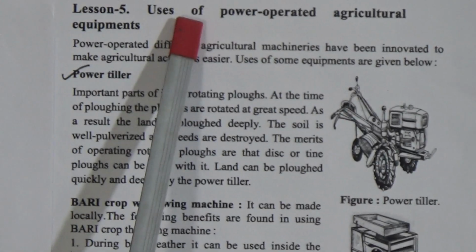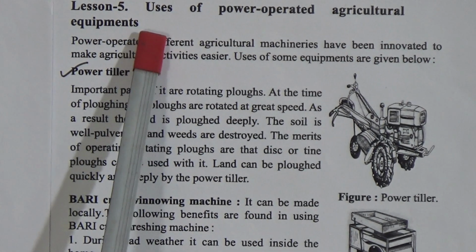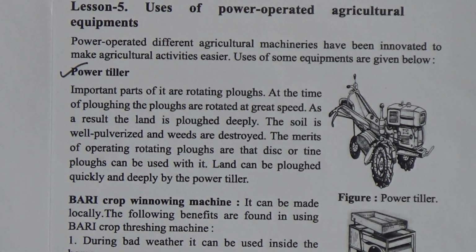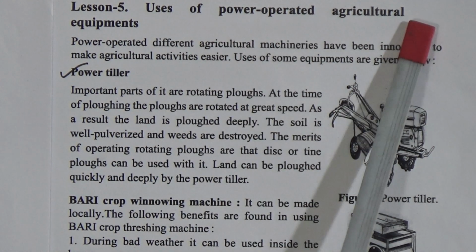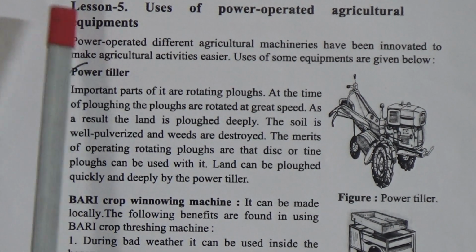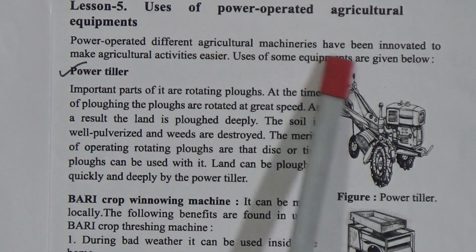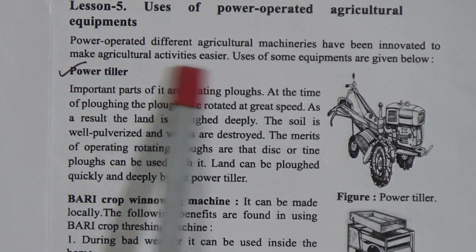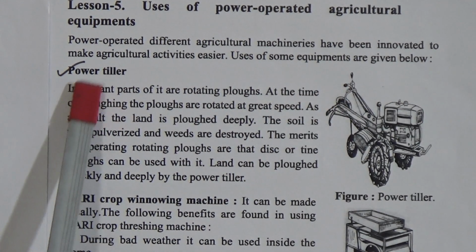This is lesson 5, uses of power operated agricultural equipments. In the previous lesson we learned the hand operated agricultural machineries, and here these are uses of power operated agricultural equipments. So just look at power operated. Different agricultural machineries have been innovated to make agricultural activities easier. Uses of some equipments are given below.